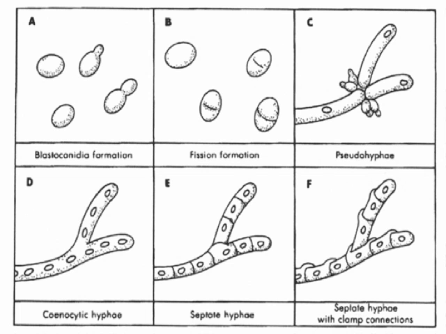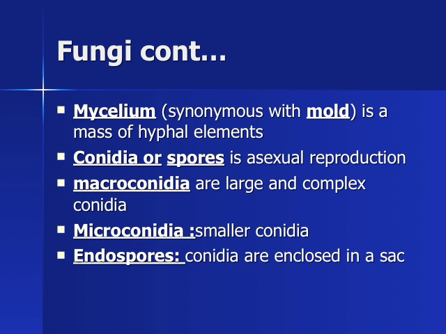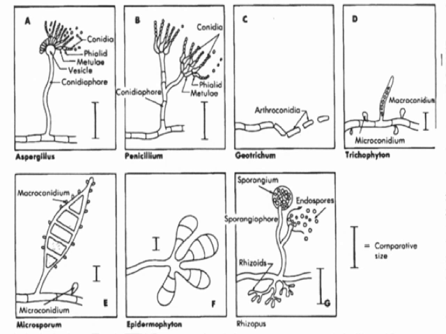Okay, so every time you hear pseudohyphae, think about yeast. Every time you hear hyphae, think about mold. Every time you hear mycelium, that is also consistent with mold. That is a mass of hyphal elements. Conidia or spora, that means asexual reproduction. Macroconidia is a large complex of conidia. Microconidia, small conidias, and those sporas are conidias that are inside of a sac.